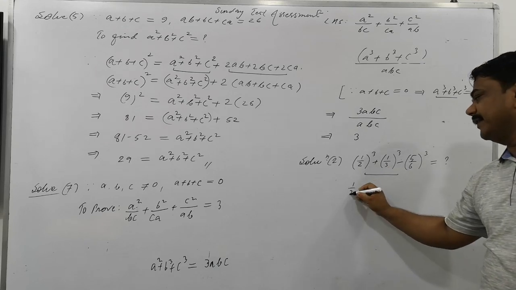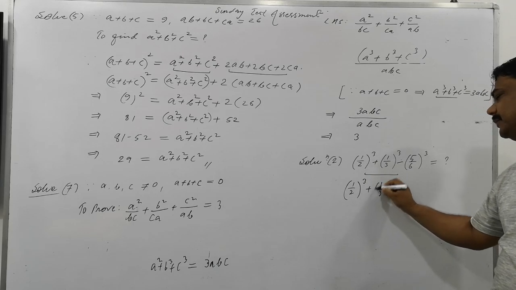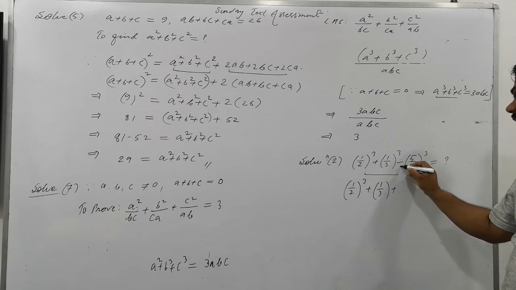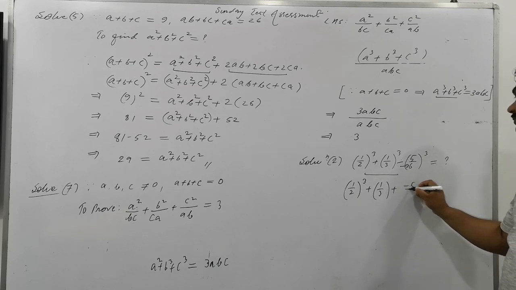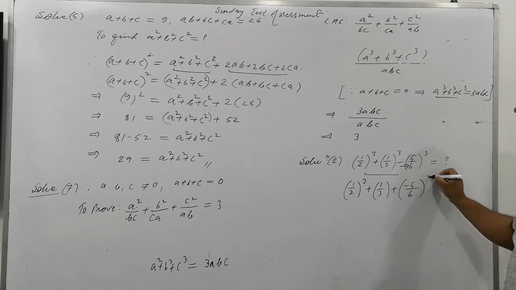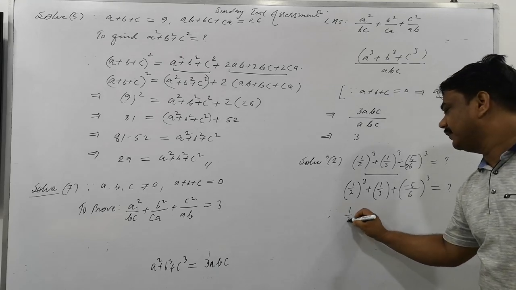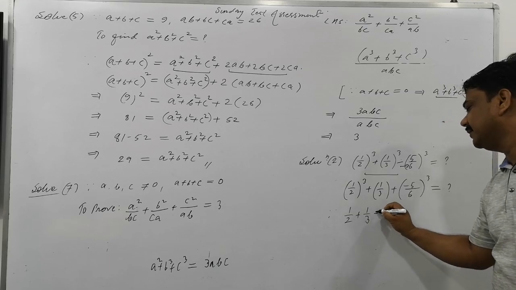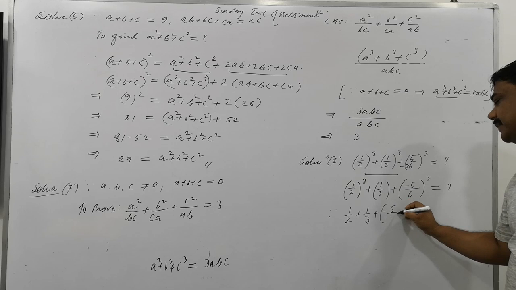So we can write here (1/2)^3, (1/3)^3, and this minus can be taken with the 5/6, right? Because the cube is of the minus of 5/6, the minus comes before the fraction. Clear? Here we have to calculate the cube sum. First we have to check their linear sum, 1/2 plus 1/3 minus 5/6. This is called the linear sum.